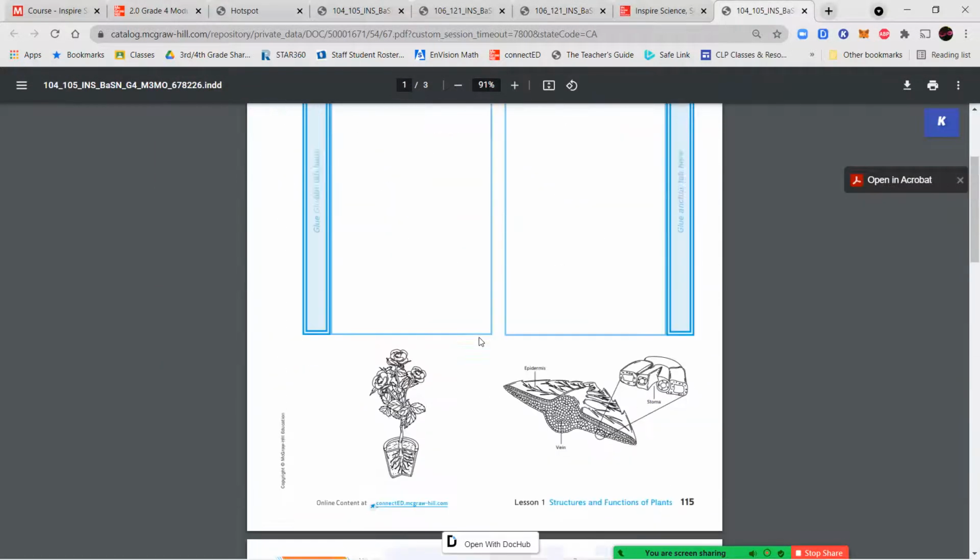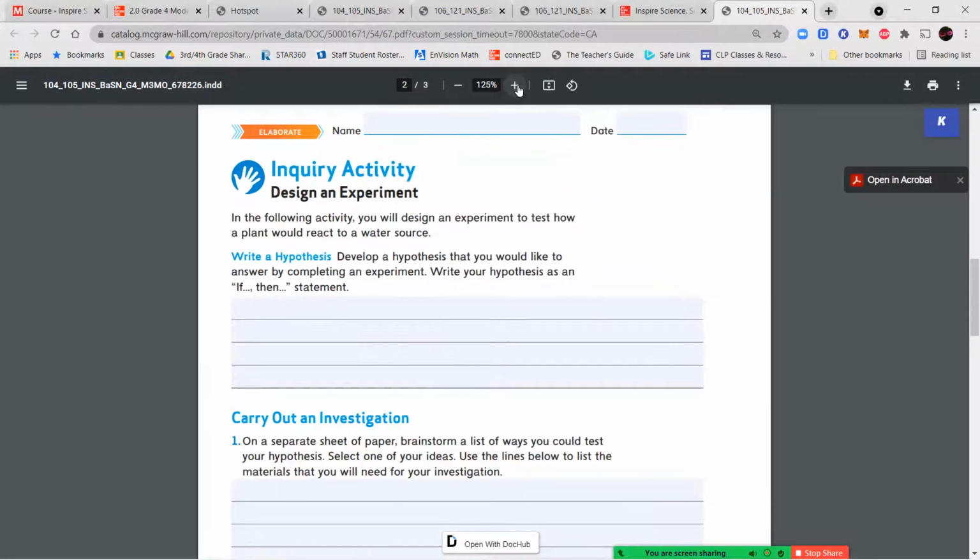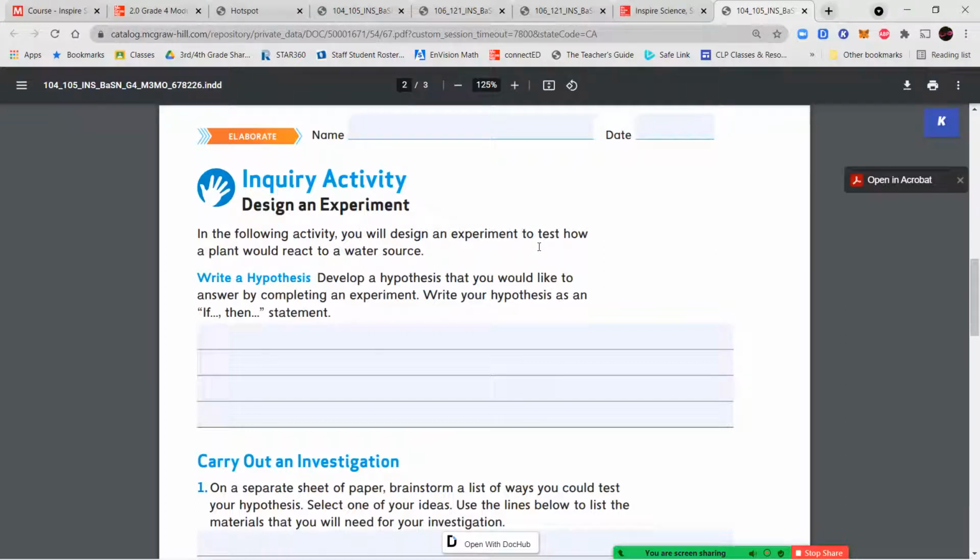Once you're done with that, you are going to work on designing your own experiment. Now, you're not required to carry out this experiment, but just to set it up and design it so that you can answer the question that you're looking for. So in this activity, you're going to design an experiment to test how a plant would react to a water source. So develop a hypothesis that you want to answer in this experiment.